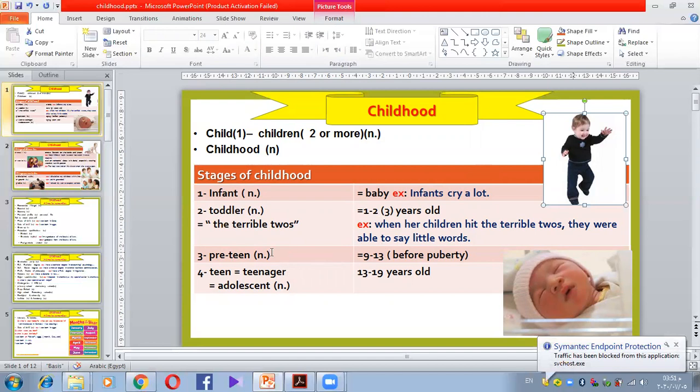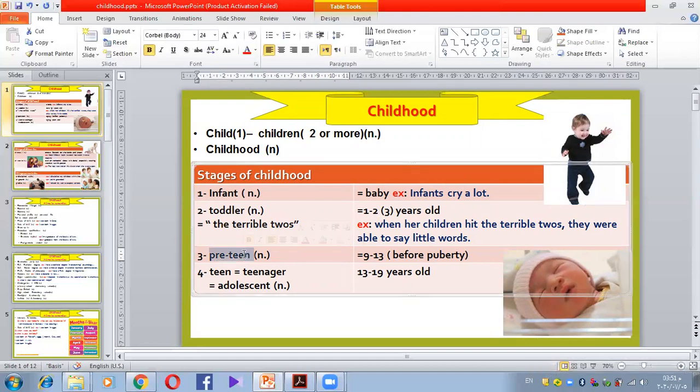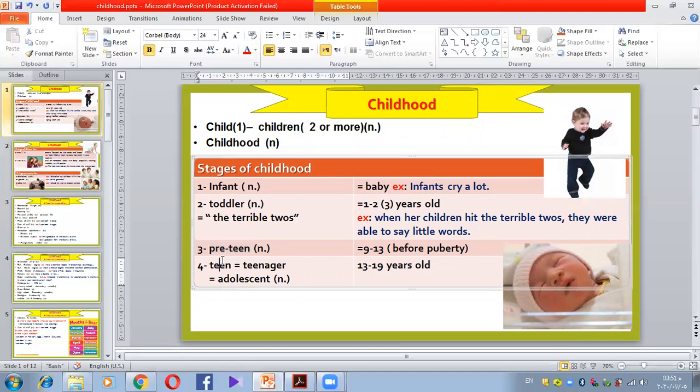And then we have the word preteen. What is meant by preteen? We have taken teen before. Do you remember the word teen? I think you remember this. Yes. Preteen is the period of time before being a teenager. So it's between 9 and 13 years old, before puberty. Puberty is the period of time when the girl starts to be like a woman, and the boy starts to be like a man.